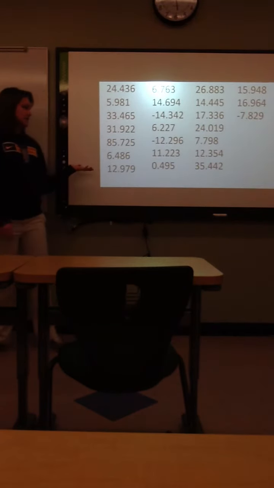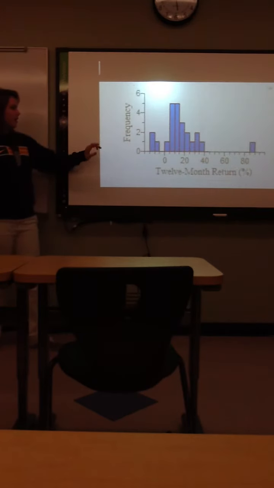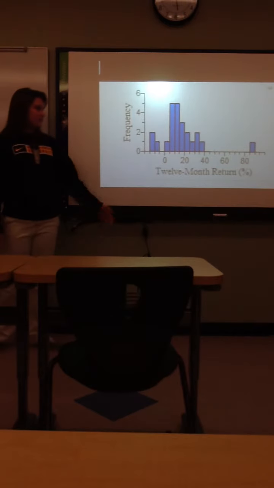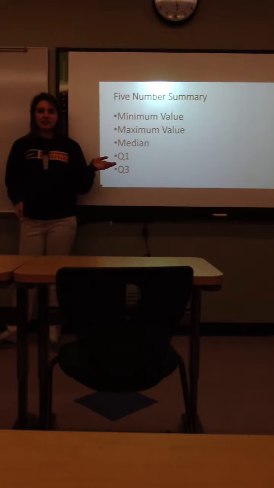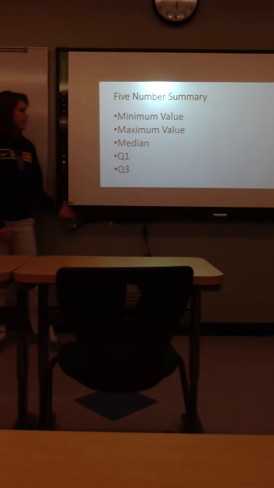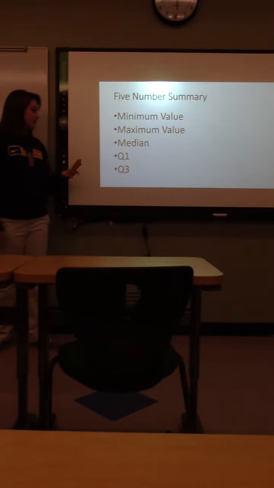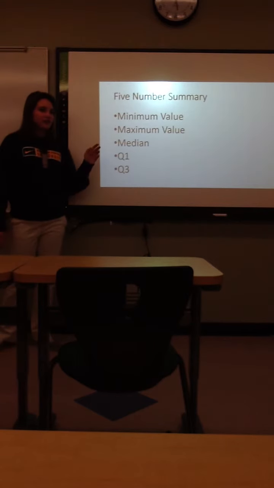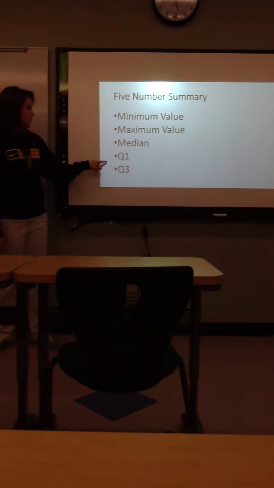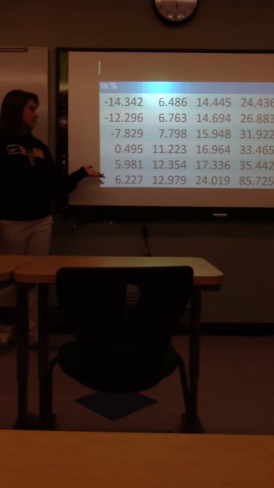So this data set contains the 12-month returns in percents, and this is a histogram of the data. Today we're going to find the 5-number summary of that data. The 5 numbers are the minimum value, maximum value, median, lower quartile, and upper quartile. Before we start, we need to make sure that the data is in ascending order. As you can see, it's in ascending order from smallest to largest.